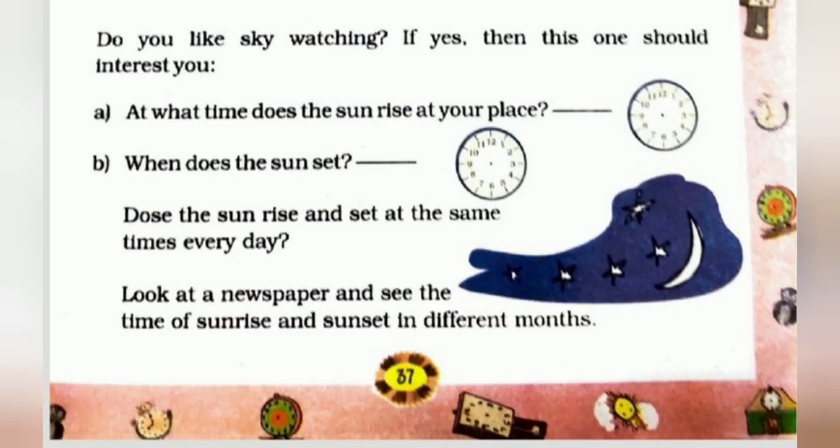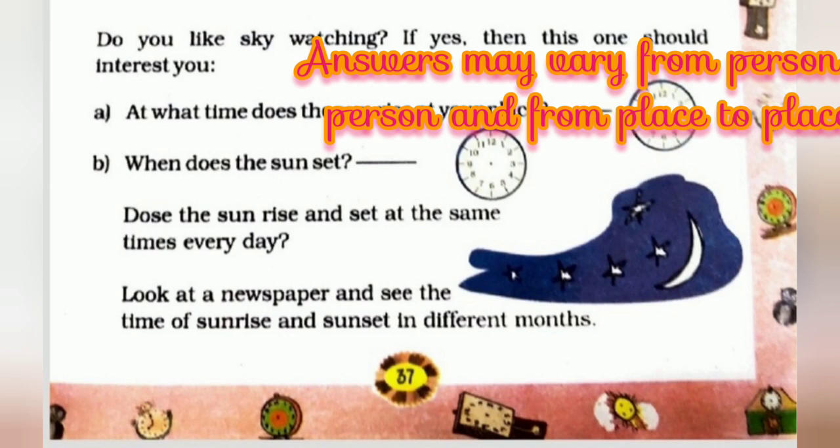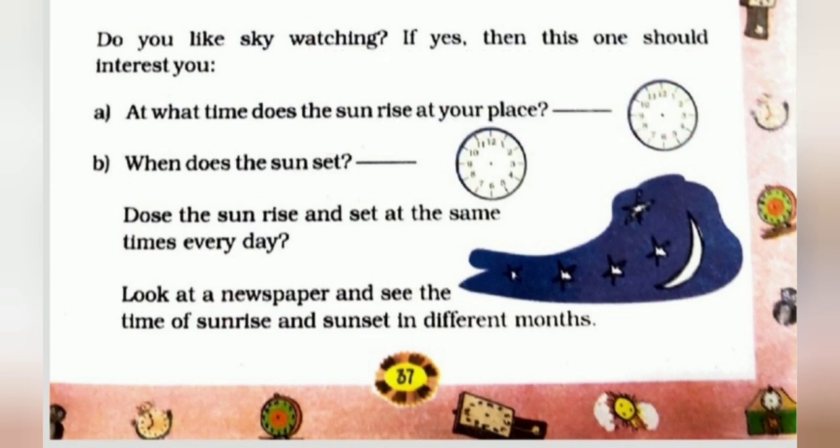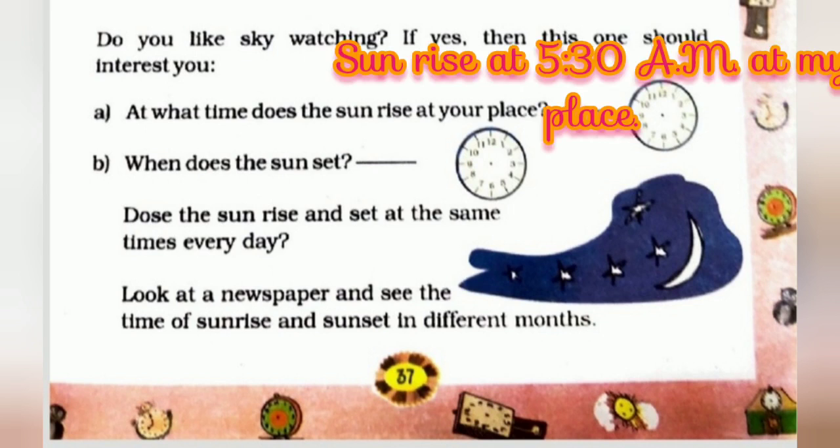Now moving to our next question. The question is, do you like sky watching? If yes, then this one should interest you. A. At what time does the sun rise at your place? These answers may vary from person to person. Okay, at my place, the sun rises at 5:30.